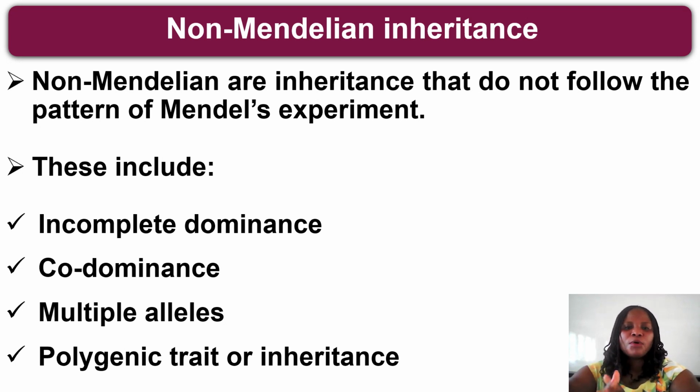So some examples of non-Mendelian inheritance are: we have incomplete dominance, co-dominance, multiple alleles, then polygenic inheritance or polygenic trait.